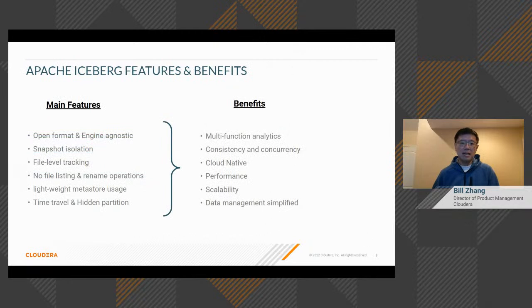Now, let's talk about some of the features. I just want to summarize. We talked about what Apache Iceberg is for the past 20 minutes. So I want to give you a quick summary highlighting some of the main features that you're seeing, and also what kind of benefits you can get from these features. Right. First is an open format and engine agnostic.